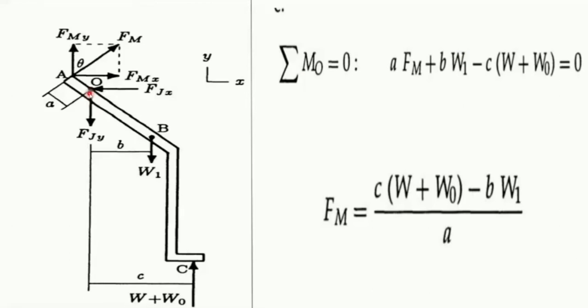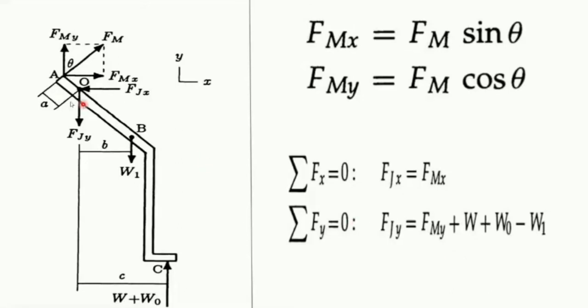What is the moment formula? The moment formula is distance into force. So small a Fm, plus small b W1, and C is the opposing force, so minus small c into W plus W0. Here we want Fm. So by sending all other terms to the other side, we get Fm is equal to c multiplied by W plus W0 minus b W1, all divided by a. Alright?